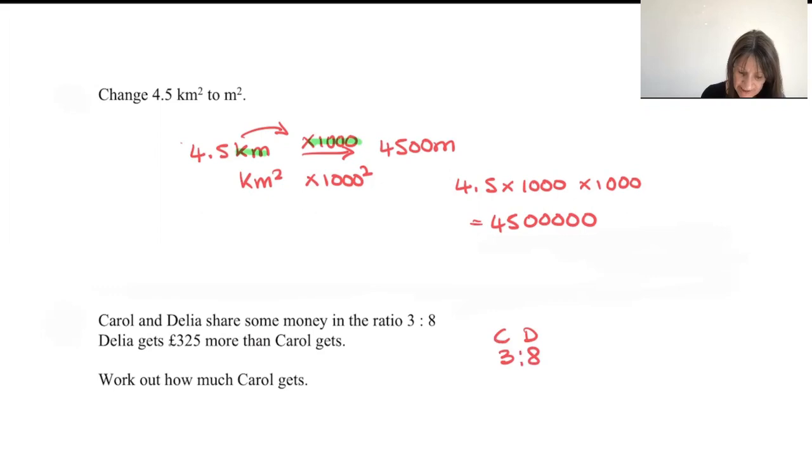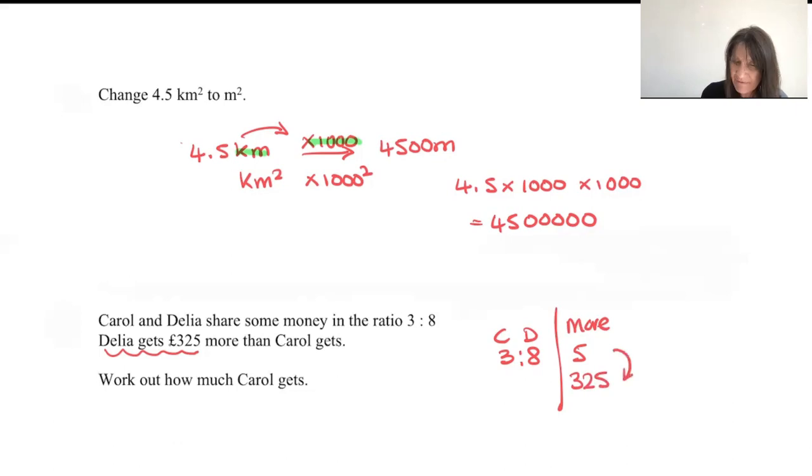Now, the question goes on to say that Delia gets £325 more. So that 325 doesn't live here in Delia's column because it's not what she gets. She gets 325 more. So this is when we use our invisible column. I'm going to label it more. When I just look at the ratio and don't worry about the question, I can see that Delia gets 5 more. So I put that in. The question is all about her getting 325 more.